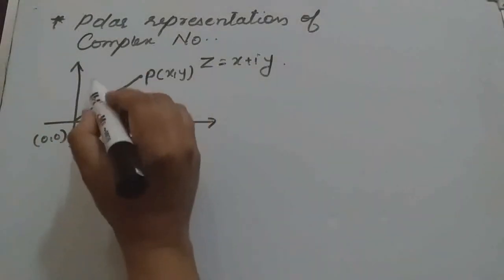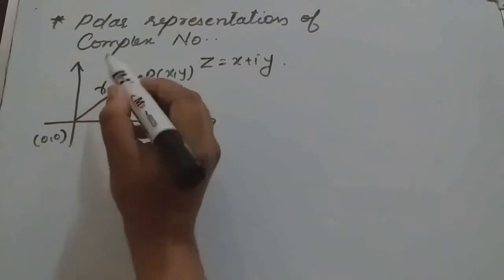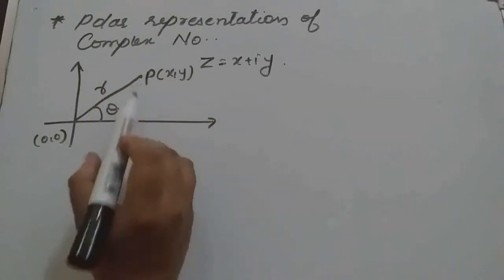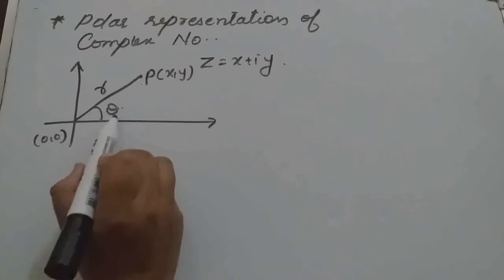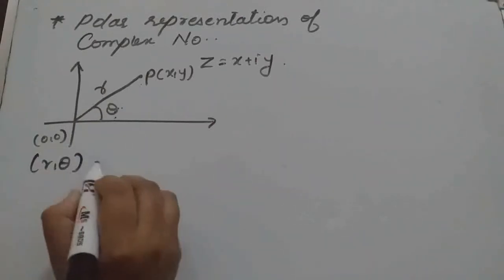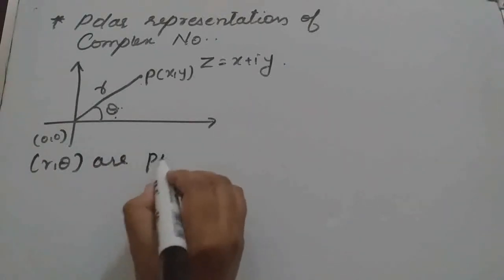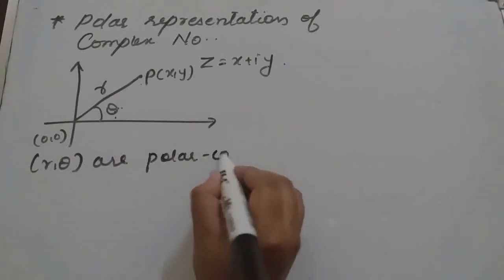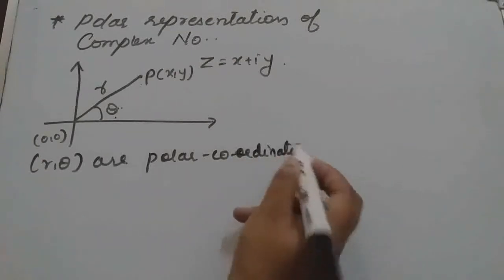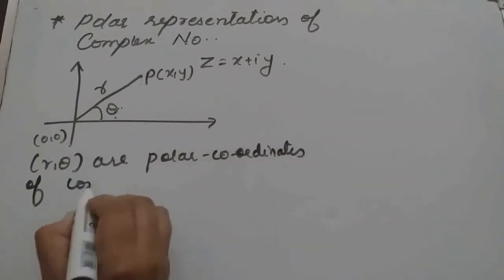So now this distance we will suppose as r, and the angle made by this line OP with the positive x axis is theta. So r and theta are called the polar coordinates of a complex number.